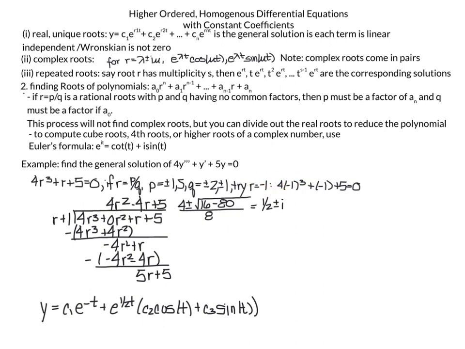which means my general solution, first I have my real root, minus 1, is c1 e to the minus t. And now my complex portion is e to the 1/2, right, because 1/2 is the real part of my complex, 1/2 t times cosine, and then there's a 1 in front of this i, so that's the imaginary part, cosine of t plus c3 sine of t. So this is the general solution.